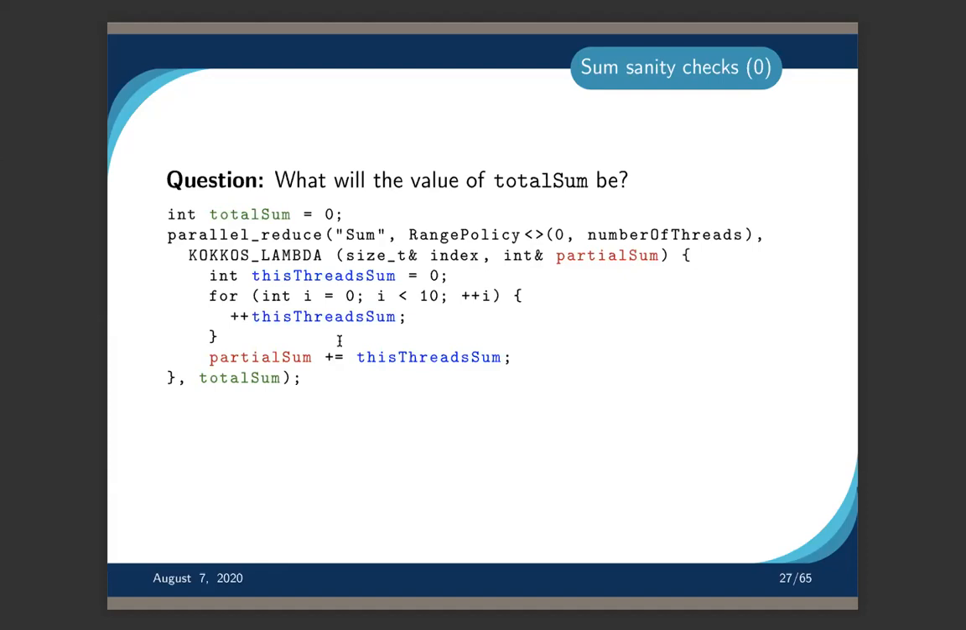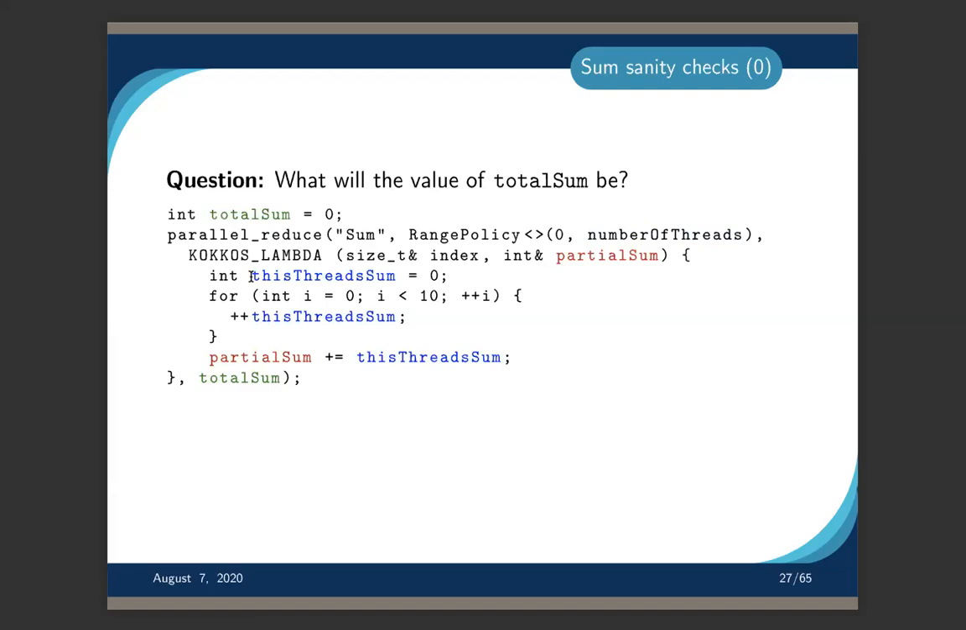So I have this loop here, this parallel reduction. And the question is, what will the value of total sum be? What I do in this parallel reduction is I figure out the number of threads by basically asking for concurrency or something like that. Doesn't matter. And then for each iteration, I'm doing a sum, right? Effectively, every thread will get exactly one iteration. So every thread will effectively do that in a loop once.